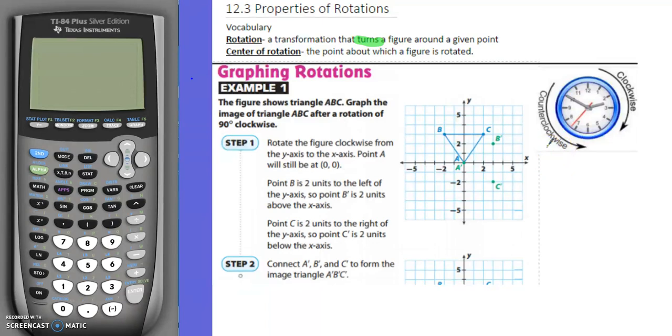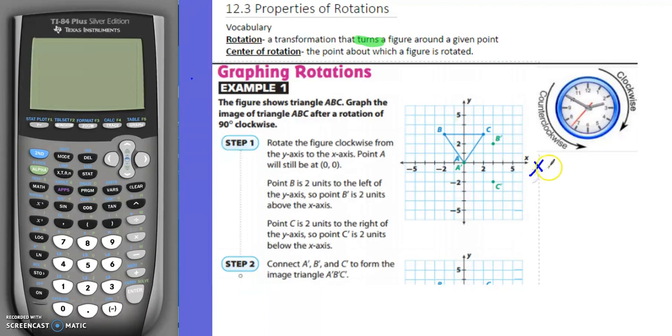The figure shows triangle ABC. Graph the image of the triangle ABC after a rotation of 90 degrees clockwise. Okay, so if we're starting right here and we're going clockwise, it's going to end up here, 90 degrees. I'm just taking it and rotating it. But let's take a look at this from a mathematical standpoint.